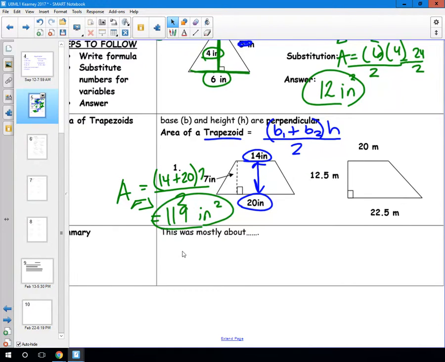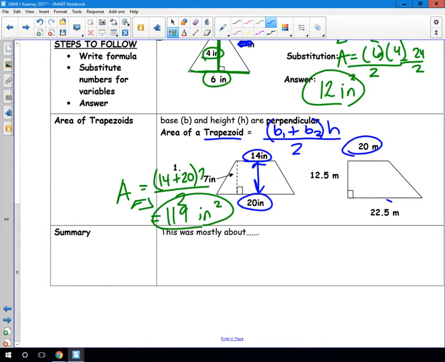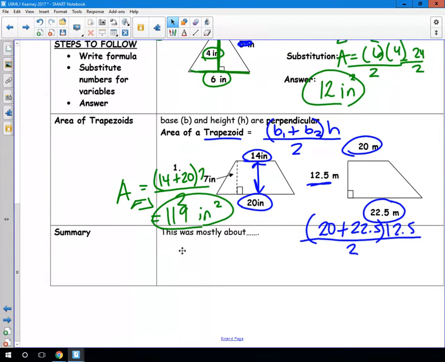For the second one, we're still going to do the same thing. Base 1 plus base 2 times the height divided by 2. So we need to write this out. 20 plus 22.5, so base 1 plus base 2 times the height. We want to find the average, so we're going to divide by 2. Let's put that in our calculator. 20 plus 22.5. Press equal, times the height, press equal, and then divide by 2. Press equal. And I got 265.625 meters squared.